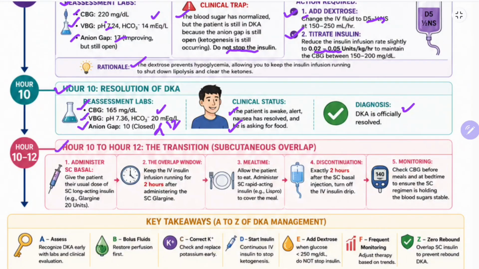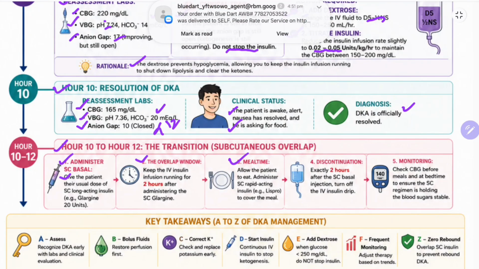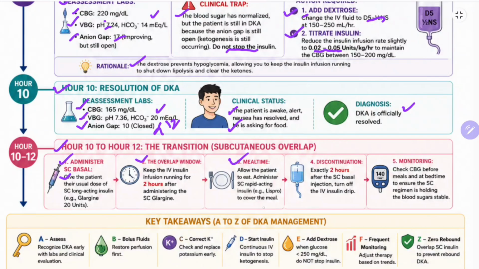resolved. Now at hour 10 to 12, the transition: subcutaneous overlap. Administer the subcutaneous basal. Give the patient their usual dose of subcutaneous long-acting insulin like Glargine 20 units. The overlap window: keep the IV insulin infusion running for 2 hours after administering the subcutaneous Glargine. Meal time. Allow the patient to eat. Administer subcutaneous rapid-acting insulin, example Lispro to cover the meal. For discontinuation, exactly 2 hours after the subcutaneous basal injection, turn off the IV insulin drip.